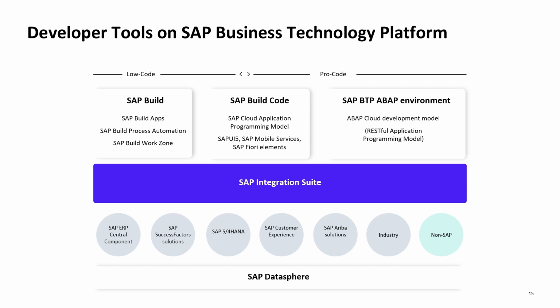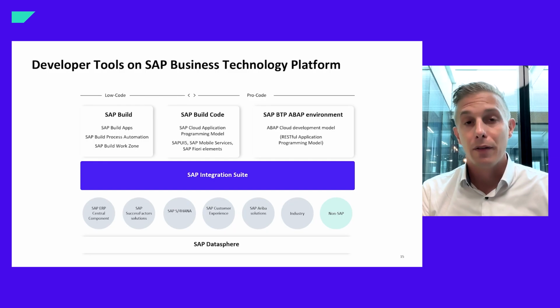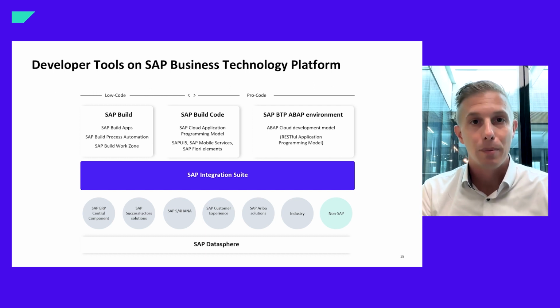Then we have SAP Build Work Zone, which is our solution to build business sites like learning sites, supplier portals, and so on and so on. Our new offering, SAP Build Code, the core of it is our SAP Cloud Application Programming Model, in short, CAP. And we have also all the other code-first technologies in it, like UI5, mobile service for building mobile applications with native mobile access, and also Fiori elements.